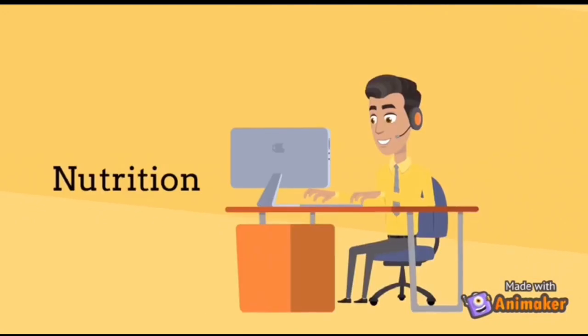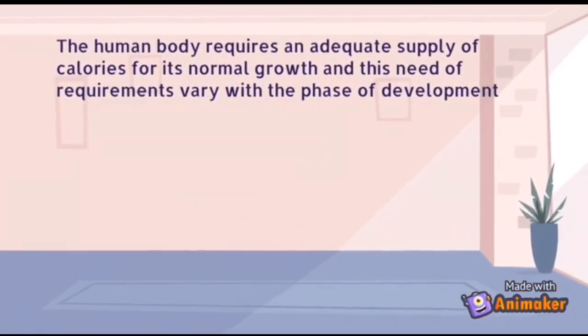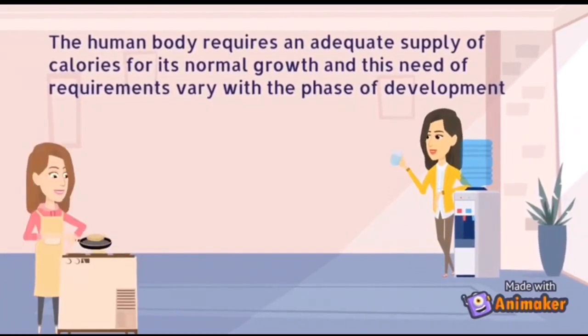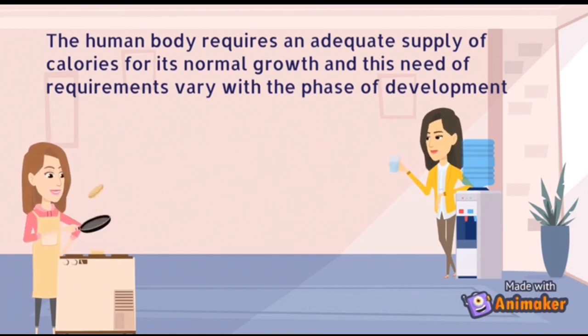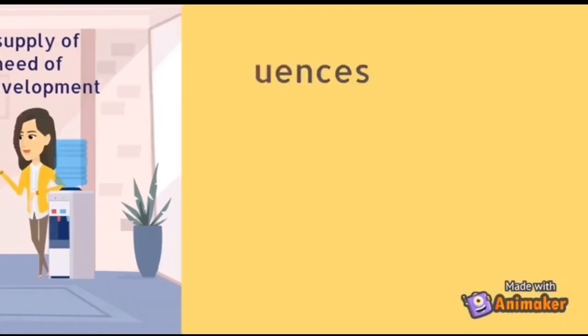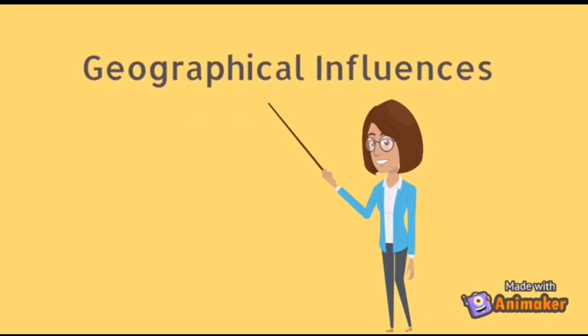Then, we move to the next factor, which is nutrition. Nutrition is a critical factor in growth as everything the body needs to build and repair itself comes from the food we eat. Malnutrition can cause deficiency diseases that adversely affect the growth and development of children. The human body requires an adequate supply of calories for its normal growth, and these requirements vary with the pace of development.